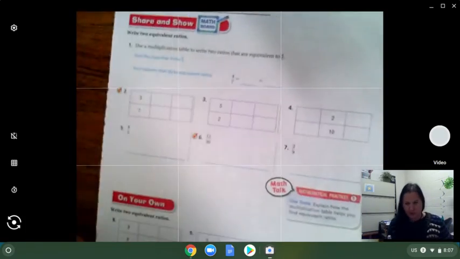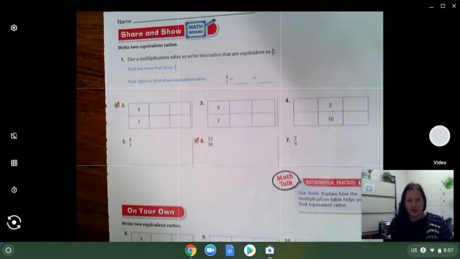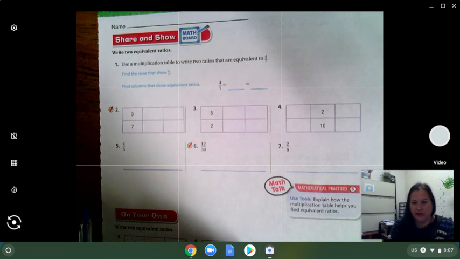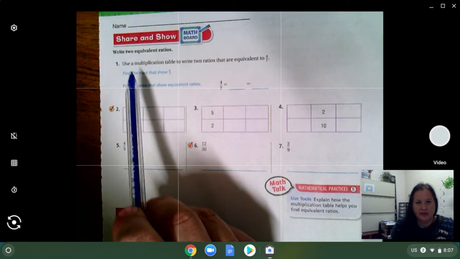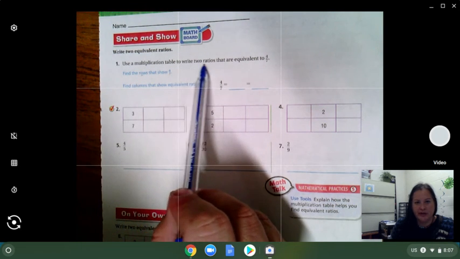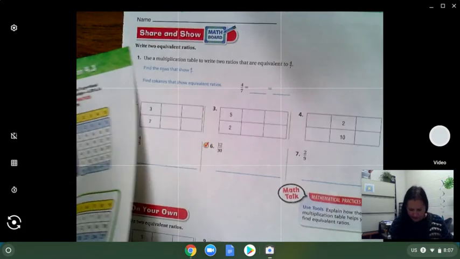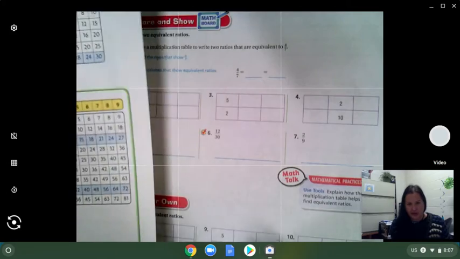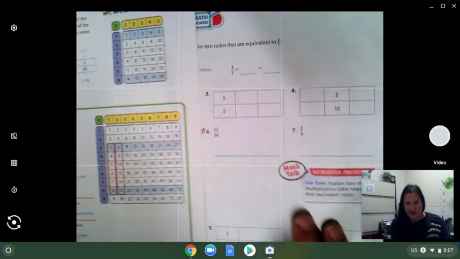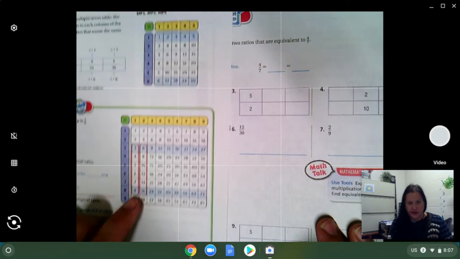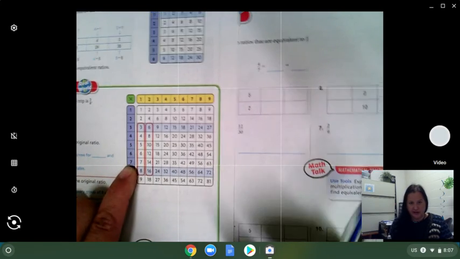I do want to go over a couple more problems just to make sure that you understand exactly how they'll be written here in your assignment on Think Central. So it says use a multiplication table to write two ratios that are equivalent to 4/7, or 4 over 7. Here, I'm going to put this multiplication table right next door so you can see it. We're going to do 4 and 7, so we're going to need this chart.